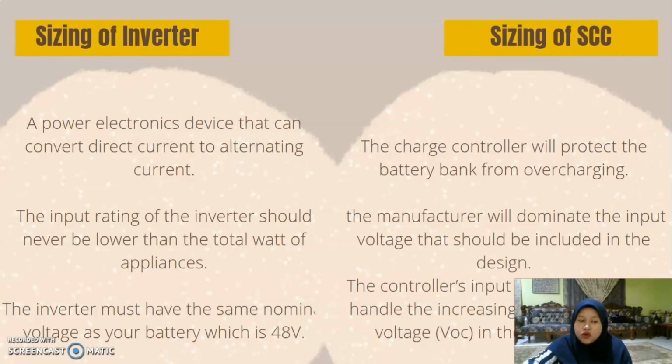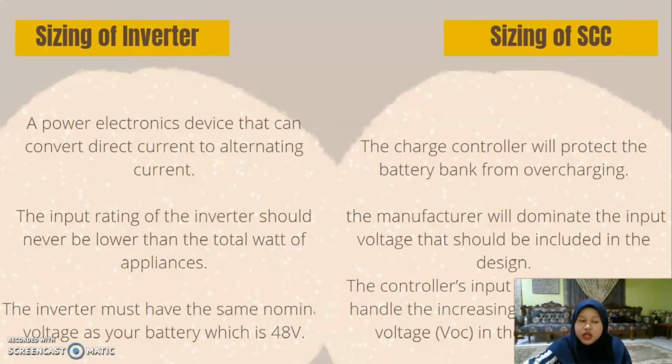Most controllers commonly used are either 60, 80 and 96 amperes, so we need to pick the controller with the next higher rating. So in this case, it would be the 110 ampere controller. It is because we need to consider a 20% margin and not exceed the input voltage the controller can take. The manufacturer will state the input voltage that should be included in the design.